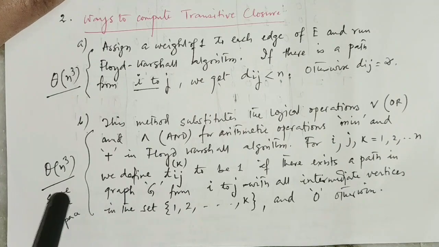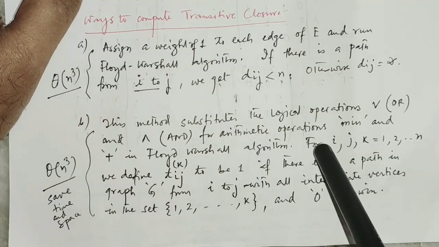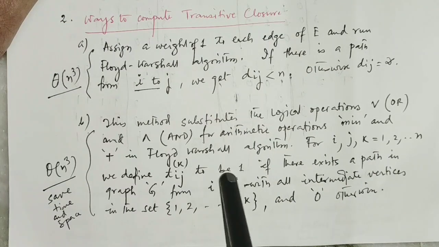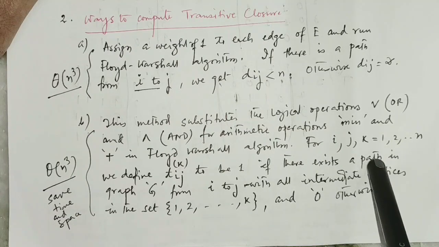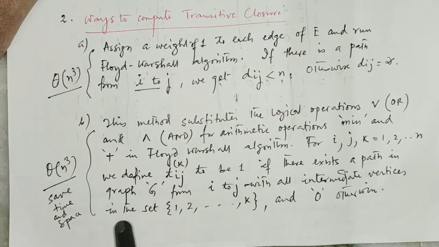So I think you can recall the concept of d of ij using k in Floyd-Warshall. k is the intermediate vertex. So for i, j, k from 1 to n, we define t of ij using k to be 1 if there exists a path in the graph G from i to j with all intermediate vertices in the set 1 up to k and 0 otherwise.